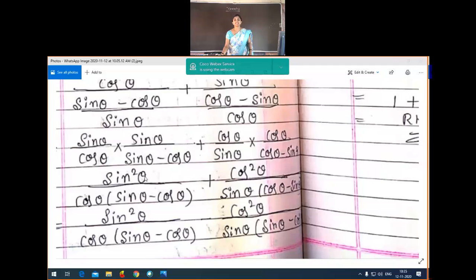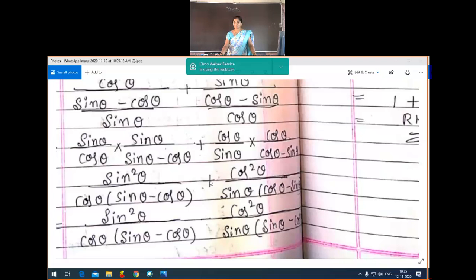Okay. So now sin square theta divided by cos theta into sin theta minus cos theta plus cos square theta divided by sin theta into cos theta minus sin theta. Up to this you have got the clear picture now, students. So next step, sin square theta as it is divided by cos theta into sin theta minus cos theta. Here you just observe we have plus sign here. In the very next step it is minus. Because in the next step you can observe cos theta minus sin theta, but in this bracket sin theta minus cos theta. So here we can convert this cos theta minus sin theta also in the form of sin theta minus cos theta by taking that minus outside.